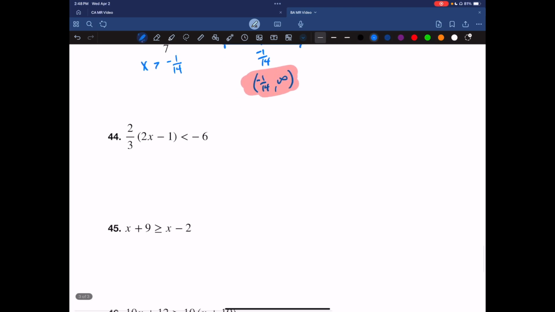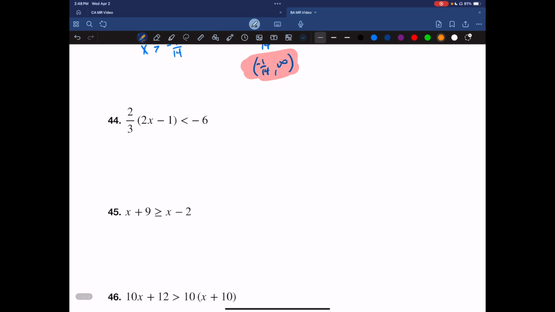44. I would multiply everything by the reciprocal, so 3 over 2. That gets rid of these, and then I don't have to multiply by the parentheses. This will be 2x minus 1 less than... 2 goes into 6 3 times, 3 times 3 is 9, it's going to be negative. I'm going to add 1, that says 2x less than negative 8. X less than negative 4. So x is less than negative 4. And negative 4, again, tells you where it's shading. So less than, it's going to be parentheses, shade.